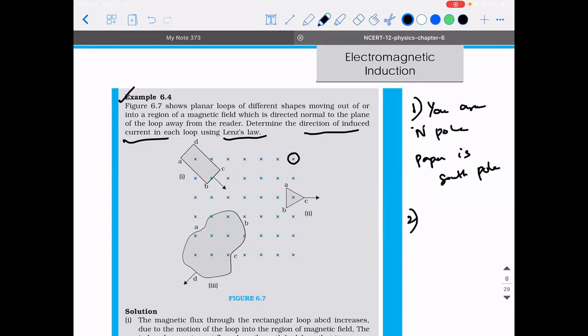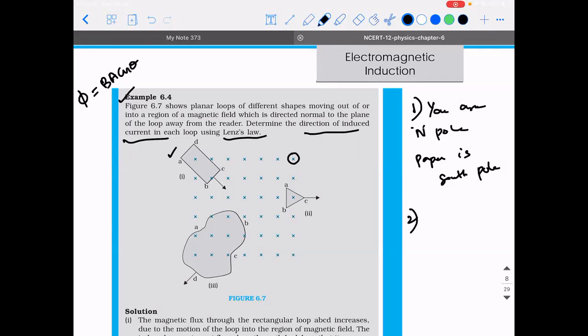Second, what did I say with respect to Lenz's law? You need to see whether the flux is increasing or decreasing. Increasing means same polarity, decreasing means opposite polarity. Okay. So in case A, when the coil is moving into the magnetic field, can I say flux is equal to BA cos theta? Look at the way I solve it. Here, what is constant?